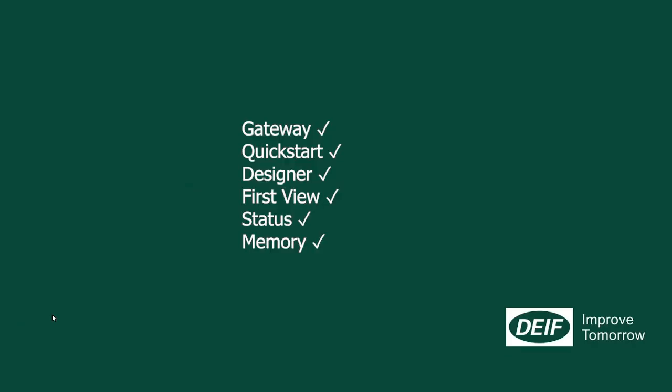In this quick start, we logged into the Gateway, enabled the demo project, launched the designer, built a simple view, checked the system status, and even increased memory for better performance. You now have the foundation to start building your own Ignition applications.